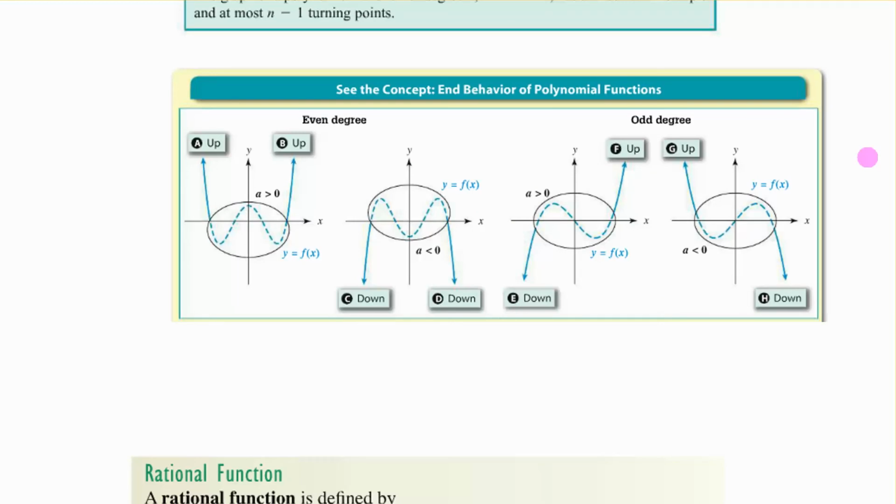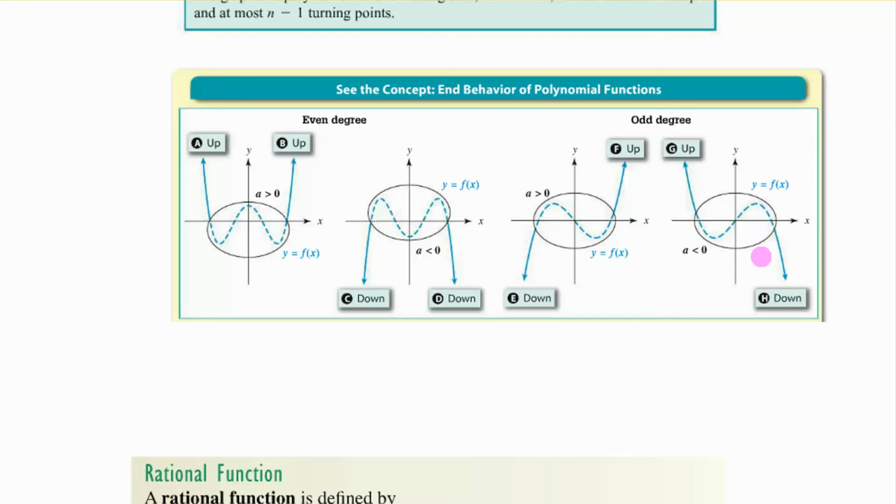End behavior of polynomial functions, this is a good little chart to have. If it's an even degree, so 2nd, 4th, 6th, and a is positive, so the leading coefficient is positive, it's going to go up on both ends, up on the left, up on the right. If a is negative, it's going to go down on both ends. If it's an odd degree, 1, 3, 5, and a is positive, it goes down on the left, up on the right. If a is negative, up on the left, down on the right.